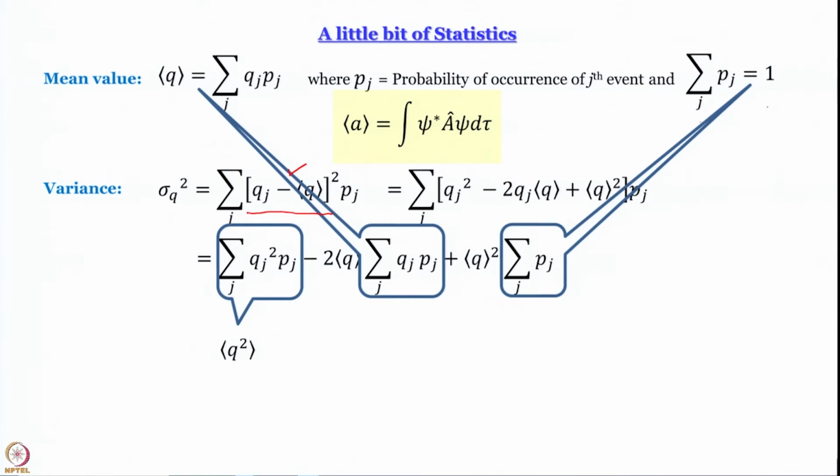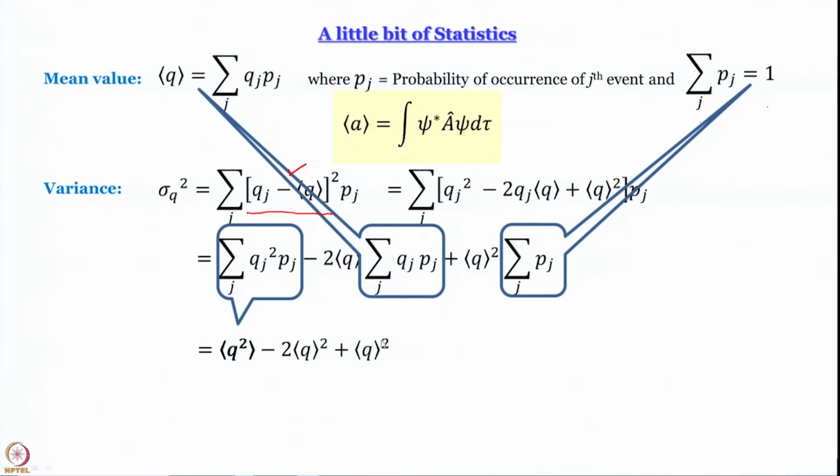So, now let us write the expression for sigma q square. What does it reduce to? The first term reduces to the mean of squares of q, the second term reduces to minus 2 times the square of the mean value of q, the third term reduces to the square of the mean value of q. So, we are going to get the mean of q square minus 2 multiplied by the square of the mean value of q plus the square of the mean value of q. Of course, minus 2 plus 1 is equal to minus 1.